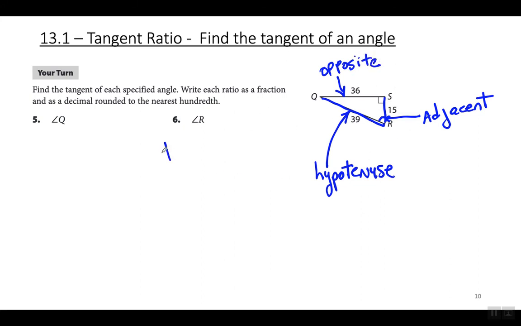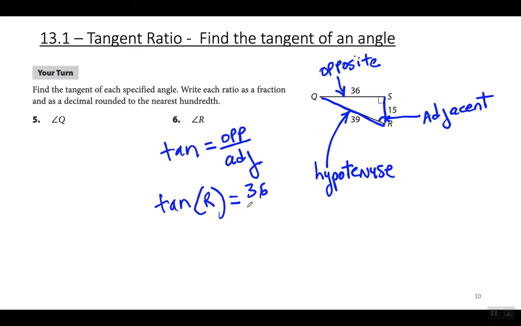Alright, so again, to find the tangent of any angle, you always do the opposite divided by the adjacent. Siempre para el tangent se divide el lado opuesto por el lado adyacente. So in this case, the tangent of angle R is going to be 36 divided by 15, which is going to give me 2.4.